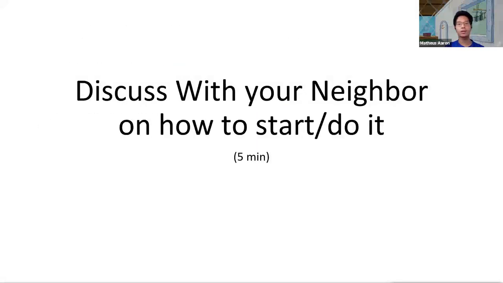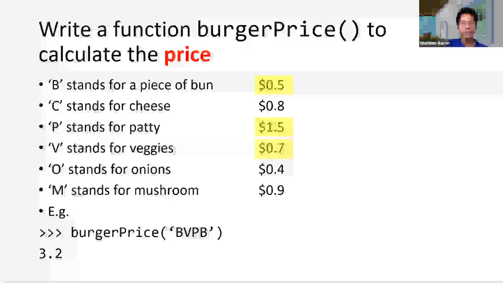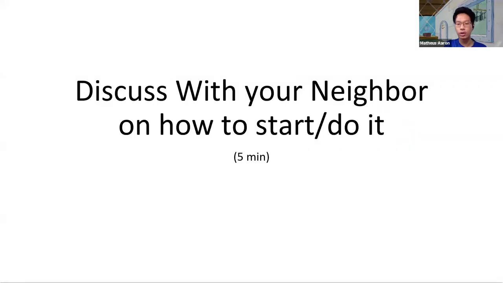So now what I need you guys to do, which is what the prof asked, is to discuss with your neighbor how to start. Given my function over here, burger price, and the string of burgers, how do I come up with the price given a string? So now I'm going to break you into breakout groups. I know some of you may dread breakout groups.